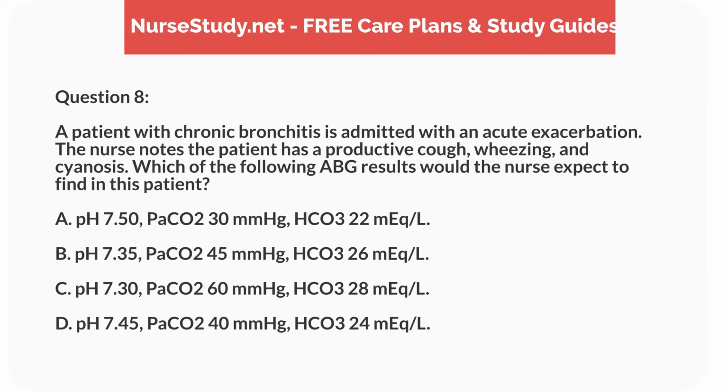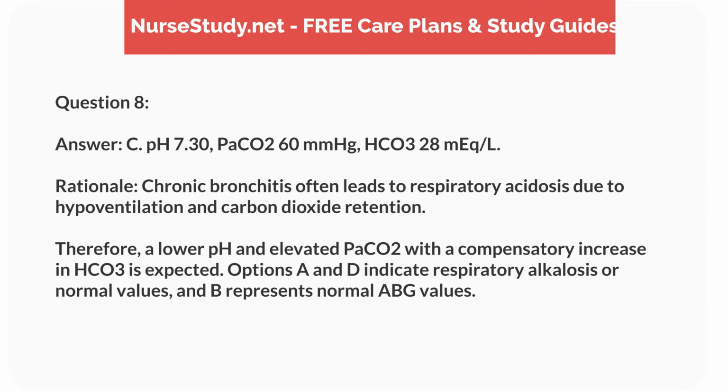C. pH 7.30, PaCO2 60 mm of mercury, HCO3 28 milliequivalent per liter. D. pH 7.45, PaCO2 40 mm of mercury, HCO3 24 milliequivalent per liter. Answer C. pH 7.30, PaCO2 60 mm of mercury, HCO3 28 milliequivalent per liter.